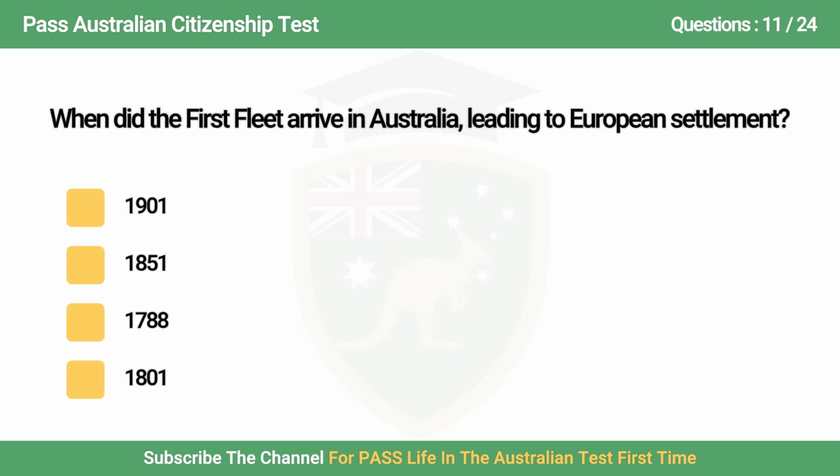Question 11. When did the First Fleet arrive in Australia, leading to European settlement? A. 1901. B. 1851. C. 1788. D. 1801.